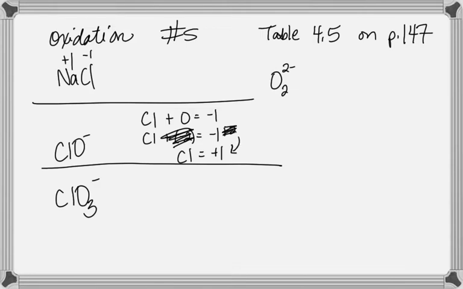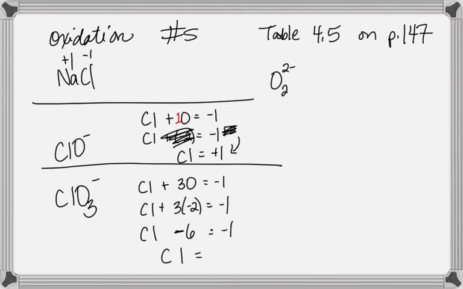Now, I'm going to do the same thing with chlorate. Cl plus O. But this time there's 3 O's. Up here in the first one, there was just 1 O, I just didn't write it. So chlorine plus 3 O's still equals the overall charge. Had this been a negative 3 here, we would set this equal to negative 3. Same thing, O is always minus 2, so I'm going to plug in the minus 2 for the O. In this one, chlorine's plus 5.